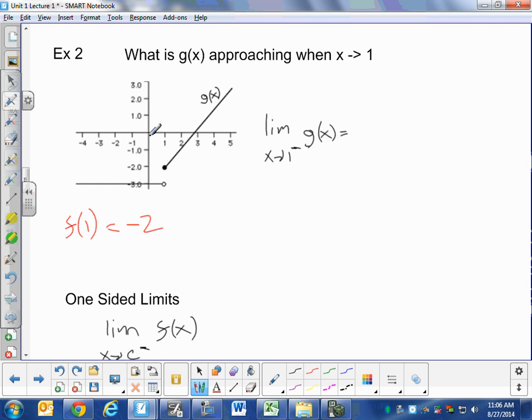Mr. Satterfield, what are we approaching as I get closer to 1 from the left for my function values? Wouldn't it be still negative? It would be -3.